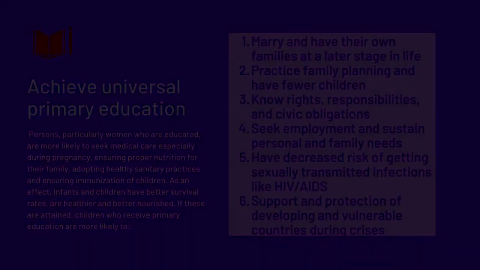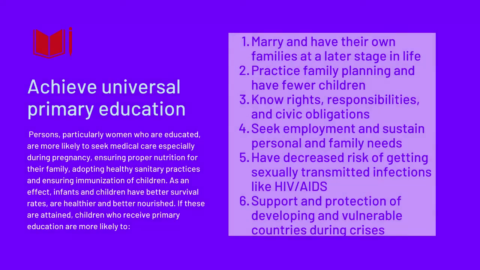Second is to achieve universal primary education. Persons, particularly women, who are educated are more likely to seek medical care, especially during pregnancy, ensure proper nutrition for their family, adopt healthy sanitary practices, and ensure immunization of children. As an effect, infants and children have better survival rates, are healthier, and better nourished.